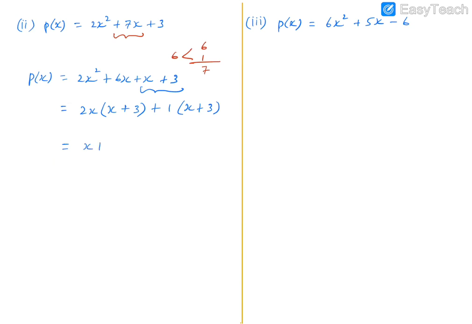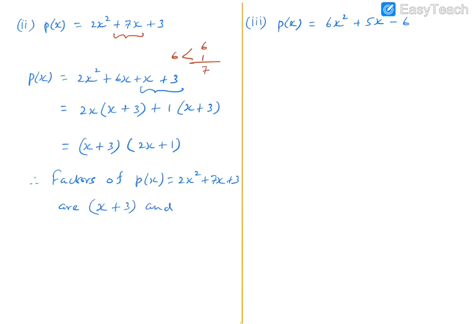Now we can take x plus 3 as the common factor in this entire expression, times 2x plus 1. So now we have these two monomials as the factors of the quadratic polynomial. Therefore, the factors of p of x equals 2x squared plus 7x plus 3 are x plus 3 and 2x plus 1.